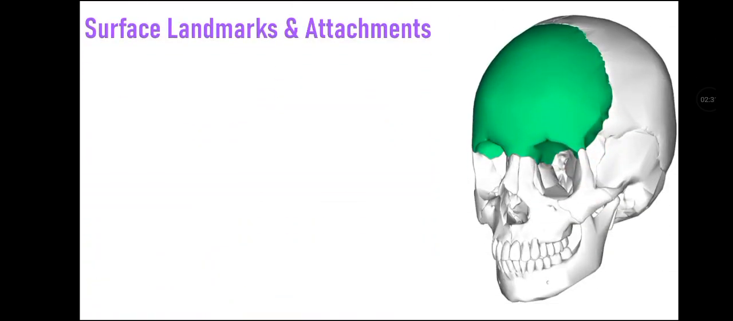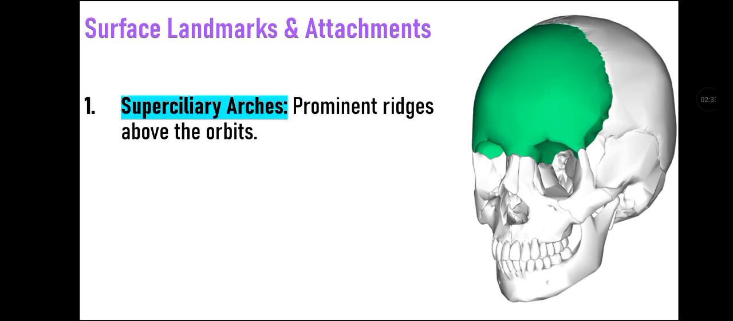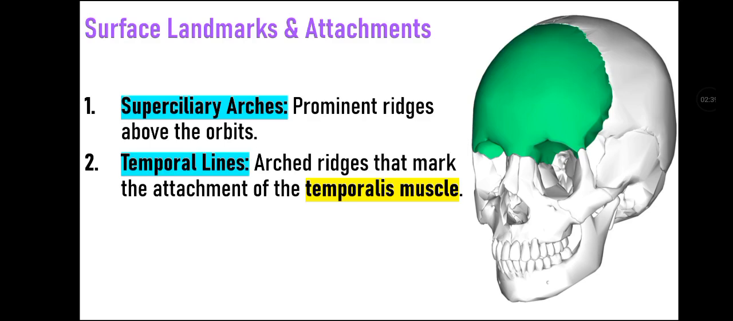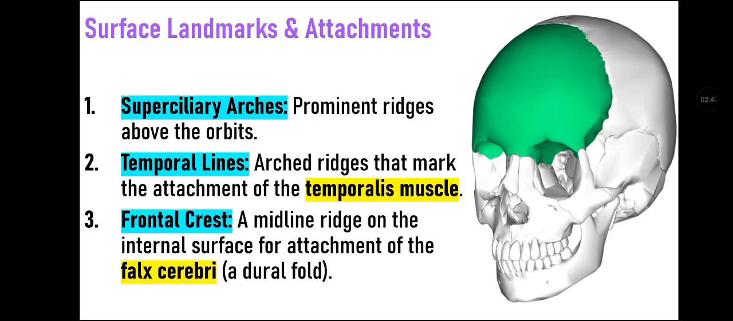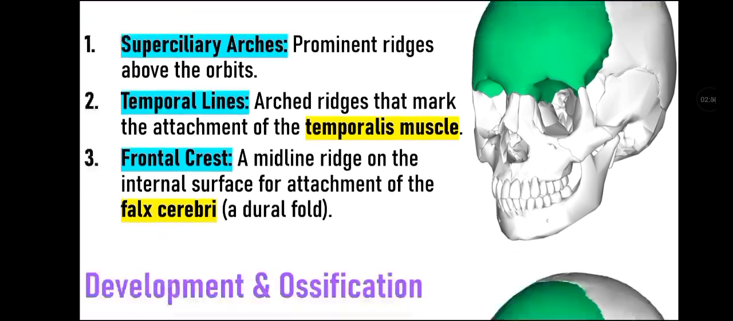Now let's talk about surface landmarks and attachments. It has superciliary arches that are prominent ridges above the orbits. Then it has temporal lines that are arched ridges that mark the attachment of the temporalis muscle. Then it has the frontal crest that is a midline ridge on the internal surface for attachment of the falx cerebri.